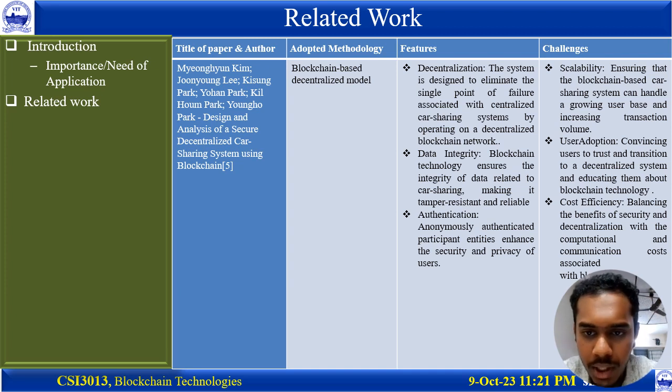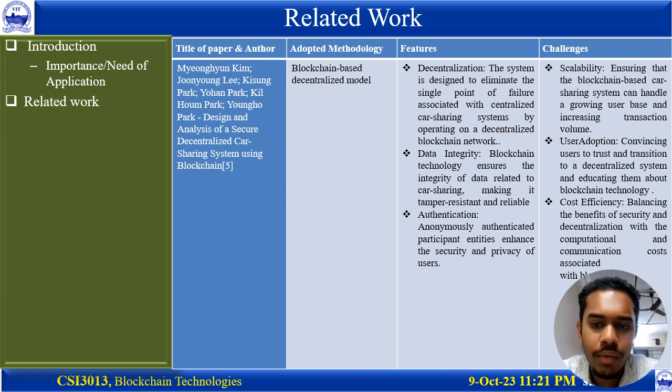Of course, this paper had certain challenges. The author has tried to highlight three main challenges. The first one is scalability. Since this is a blockchain-based car sharing system, we don't know how to handle it as the users increase day by day. How do we manage more users? We'll have to increase the amount of resources needed for the same.